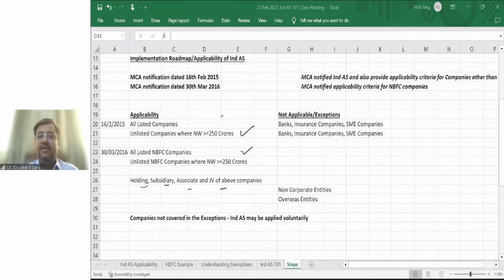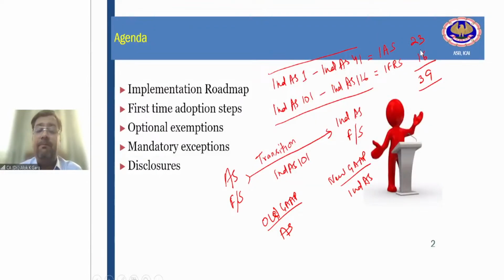Yes. Now let's discuss further. So we have discussed the implementation roadmap. Now we will discuss the first time adoption steps, right? Why is it important to understand the first time adoption steps, right?